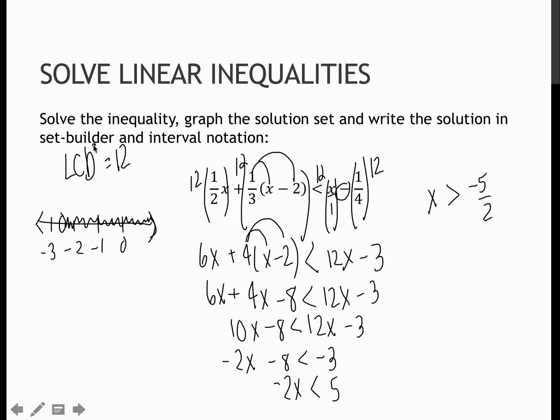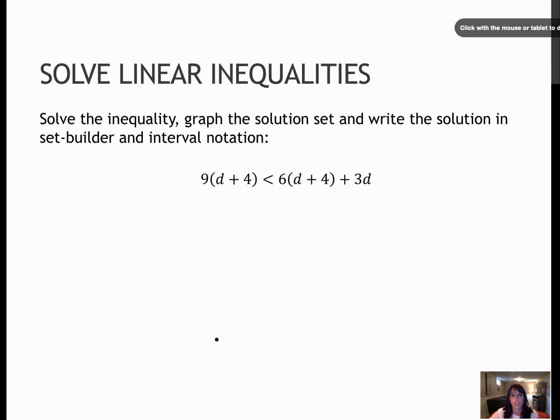Then I'm going to write it in set builder and interval notation. Of course, set builder is just all of the x's such that x is greater than negative 5/2. And interval notation, it would be from negative 5/2, not included, so open circle, up to infinity. So that would be my solution.